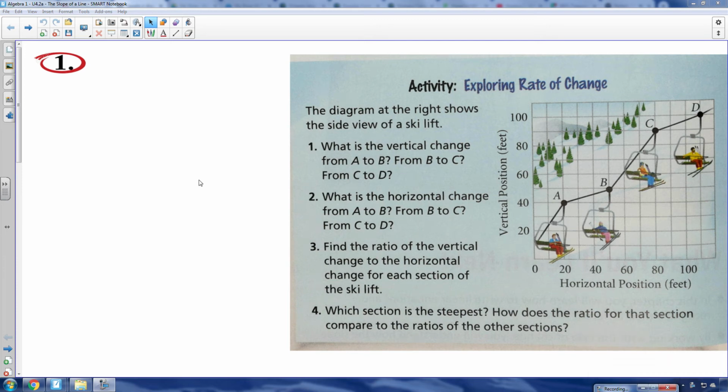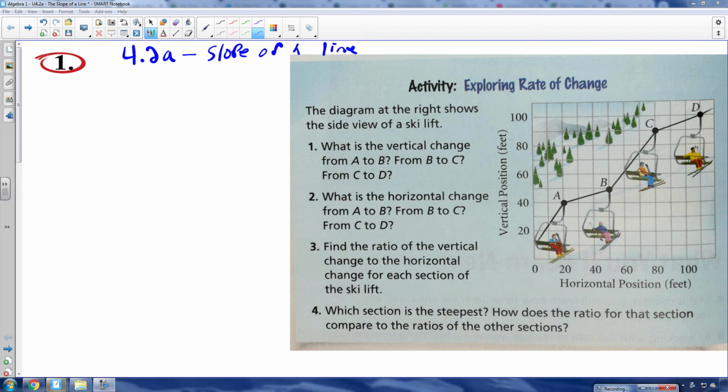All right, so this video is, I believe, 4.2a. It's the slope of a line. That's what we're dealing with today. So 4.2a, the slope of a line. And we're going to talk about slope as a rate of change. So your note paper should say 4.2a on it, and that says slope of a line.